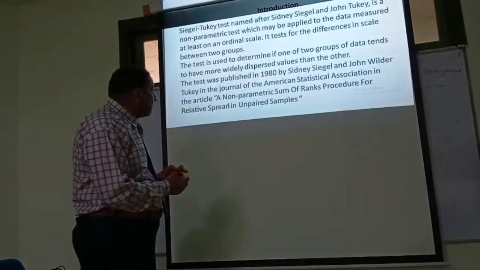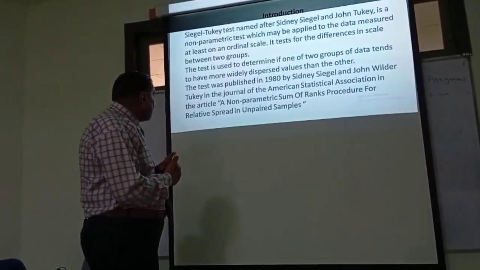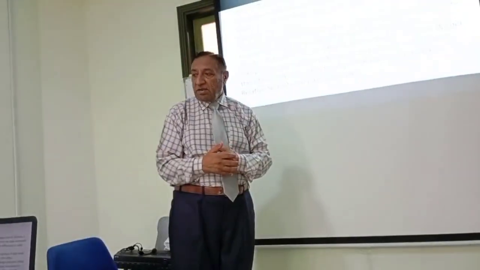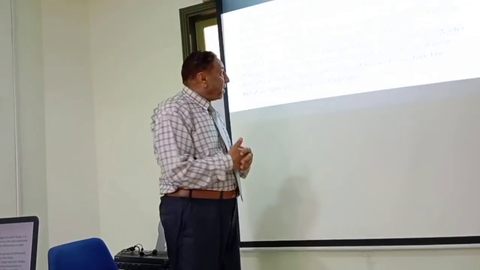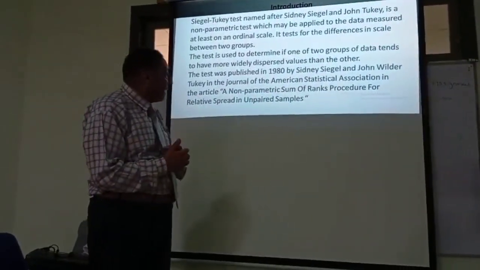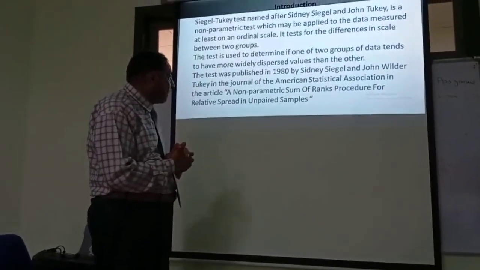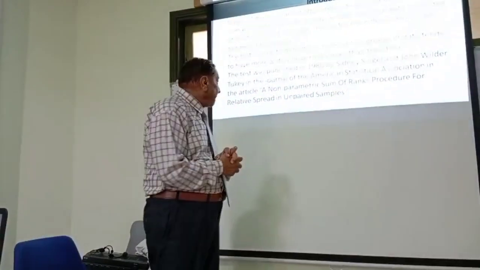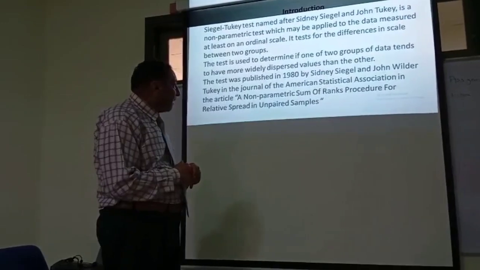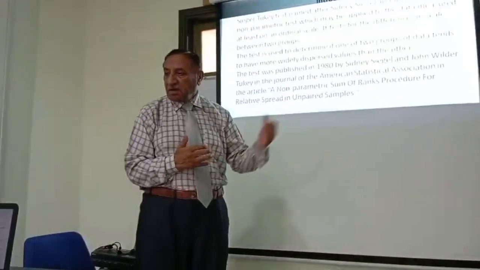The test is used to determine whether one of two groups of data tends to have more widely dispersed values than the other. So if the data is widely dispersed and you are comparing, this test is useful. The test was published in 1980 by Sidney Siegel and John Tukey in the Journal of the American Statistical Association, in the article 'A Nonparametric Sum of Ranks Procedure for Relative Spread in Unpaired Samples'. So this is the reference. Next, please.